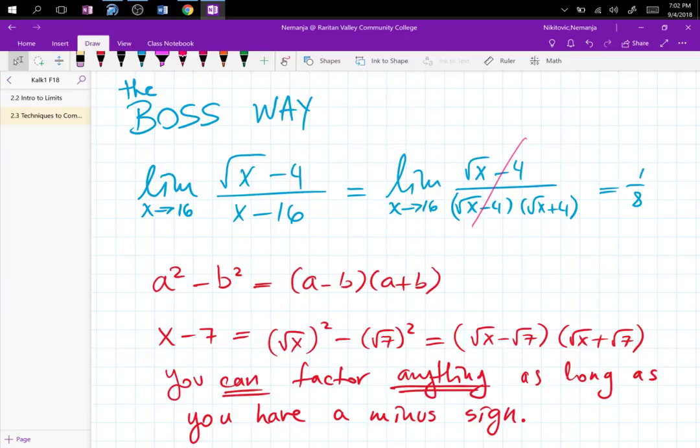It doesn't matter what the exponent is, because you can always write it as the square root of whatever you have squared. And that immediately matches this. So you can factor anything.